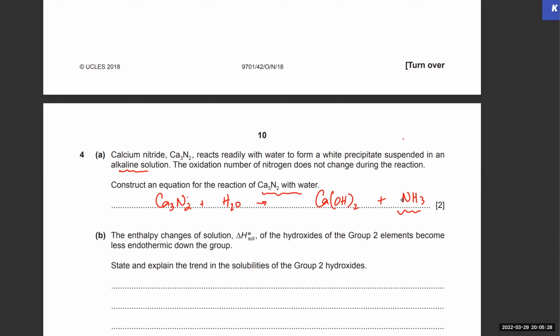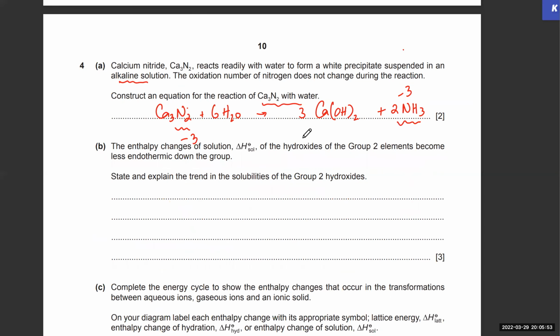And the reason it's going to be ammonia is that N over here is -3 because it's an ionic compound. Calcium is +2, N is -3. And over here, N is also -3. The oxidation state is -3. So that is the correct answer. And you have to balance this. So this would be 2NH3 and 3 calcium hydroxides and 6 water molecules, I guess.